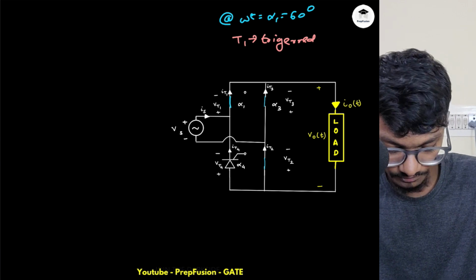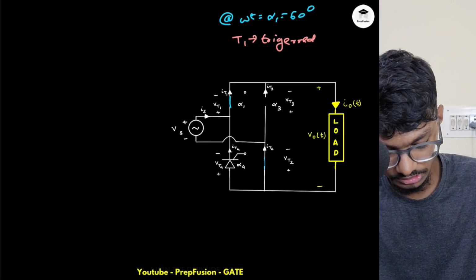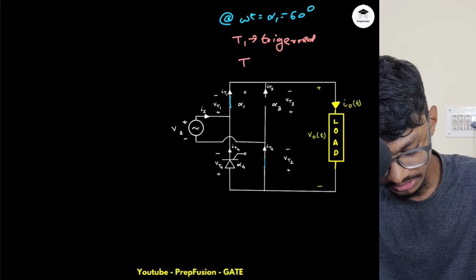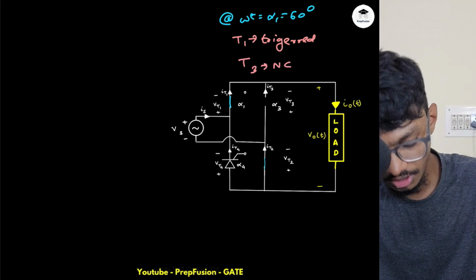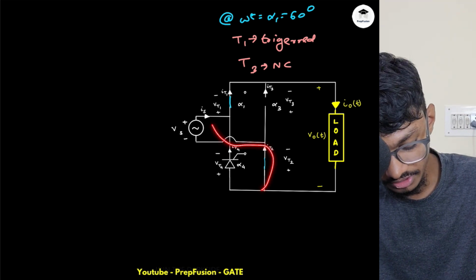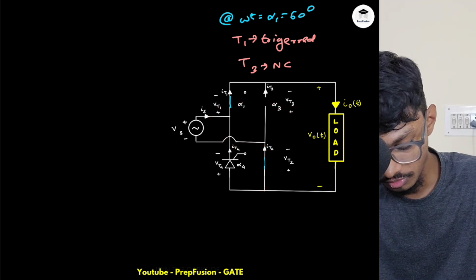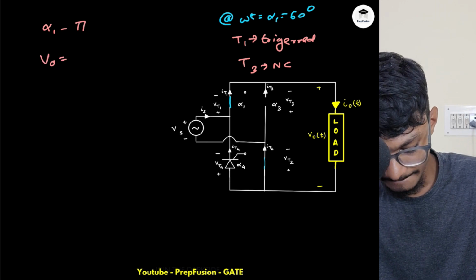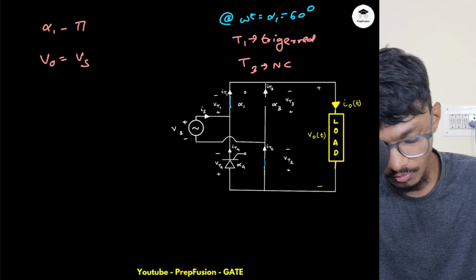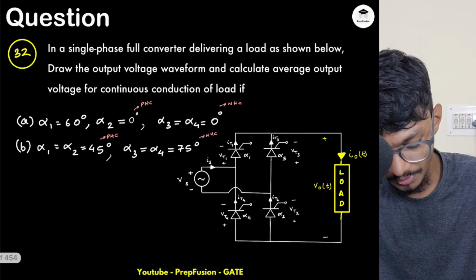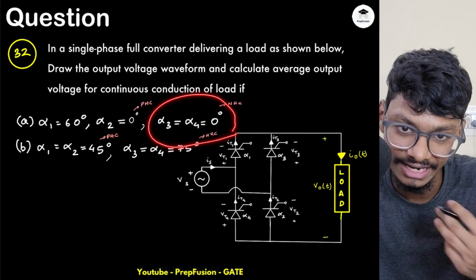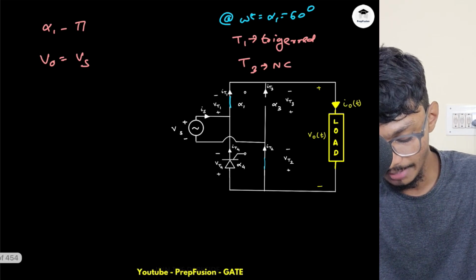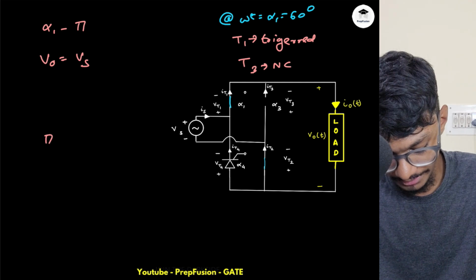So we can turn this off because it will be naturally commutated. T3 will be naturally commutated. So now current can flow like this. Now if you apply KVL, your VO from alpha 1 to pi will be simply Vs. Now from pi to 2pi, these are triggered at exactly close to 0, so these are acting like diodes.